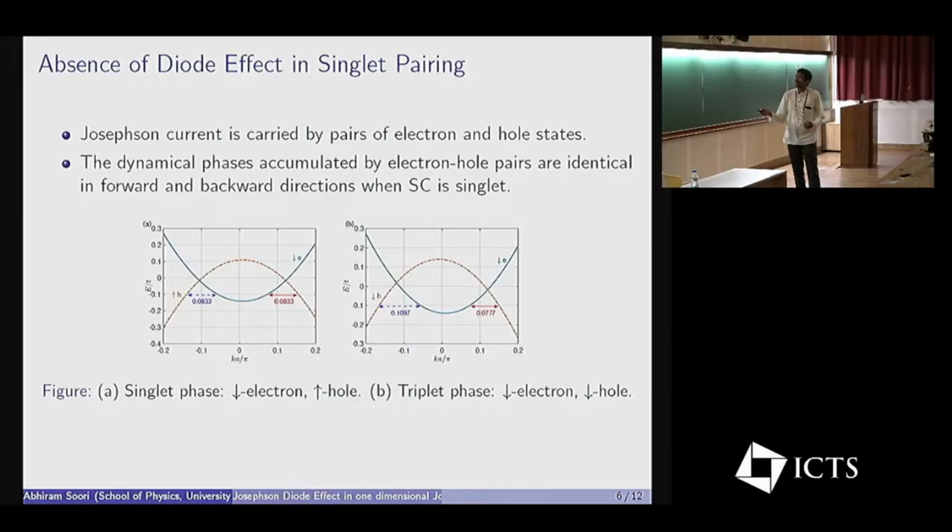But when there is triplet pairing, a downspin electron gets reflected as a downspin hole. And if you see the bands of the downspin electron and downspin hole, you see that for the processes that carry current in the forward direction, the phase picked up is different compared to the phase picked up by the processes that carry current in the backward direction. So this is the root cause of the Josephson diode effect when there is a triplet pairing.